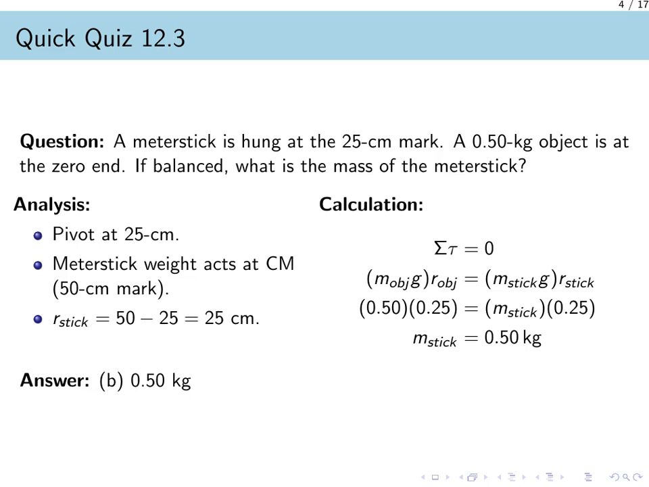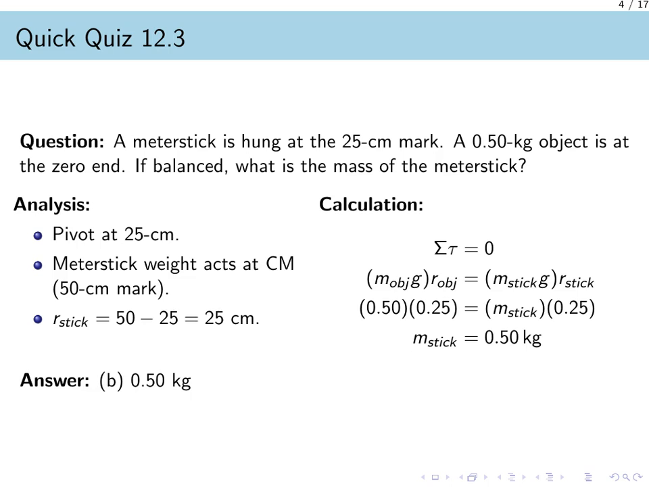The weight of the meter stick itself creates a clockwise torque. Since the meter stick is uniform, its entire weight acts at its center of mass, which is at the 50 centimeter mark. The lever arm for the hanging object is the distance from 0 to 25, which is 25 centimeters. The lever arm for the meter stick is the distance from its center of mass to the pivot, which is 50 minus 25, also 25 centimeters.